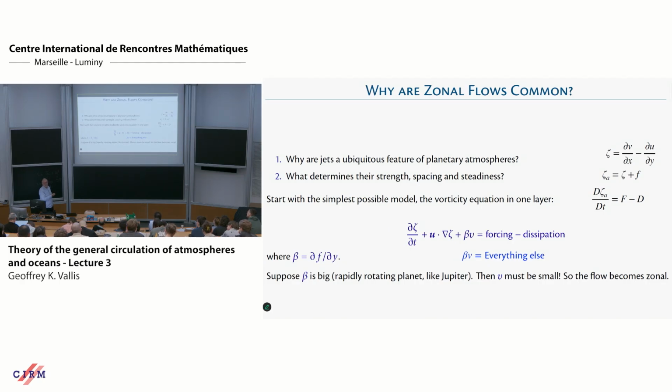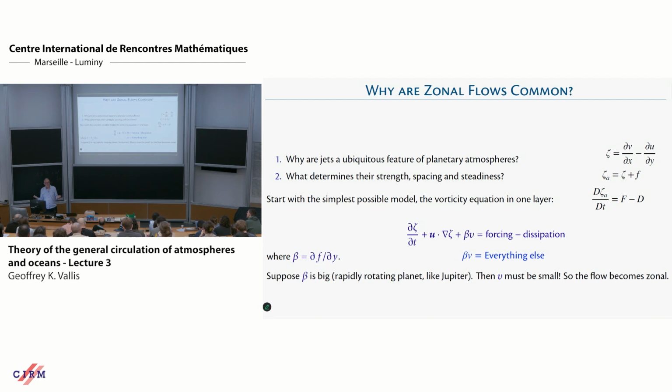So v has to become smaller. Otherwise, there's nothing to balance that term. So v becomes smaller. So if we spin faster and faster, beta increases. V must diminish if all of the other terms remain the same. So if beta is big, v must be small, which is the meridional velocity. So that must diminish. But if the forcing and dissipation remain about the same, the zonal velocity will stay about the same. So we'll get a zonal flow will dominate.